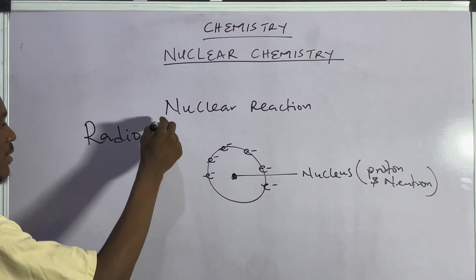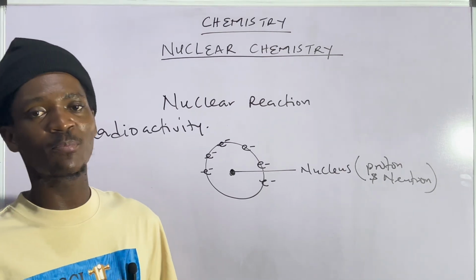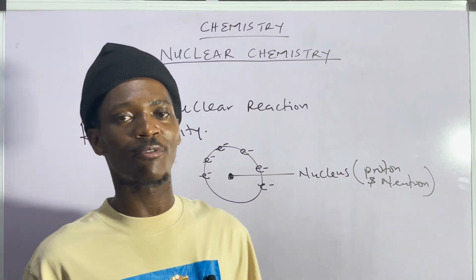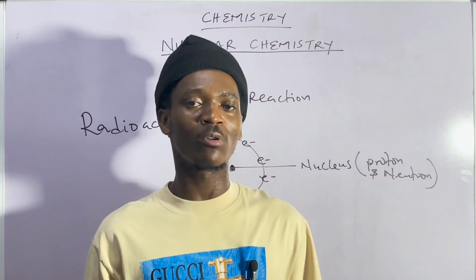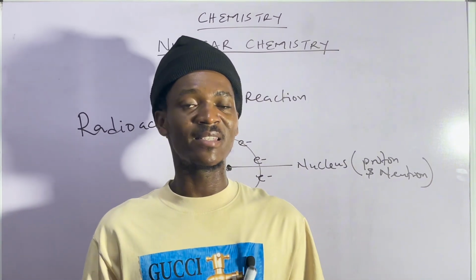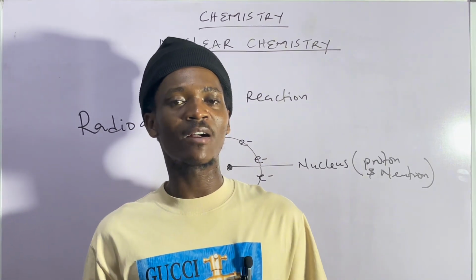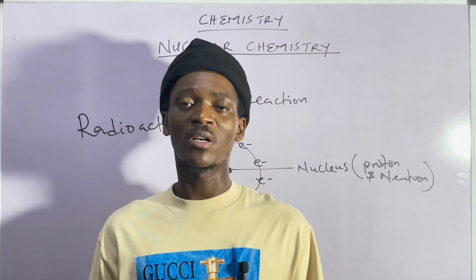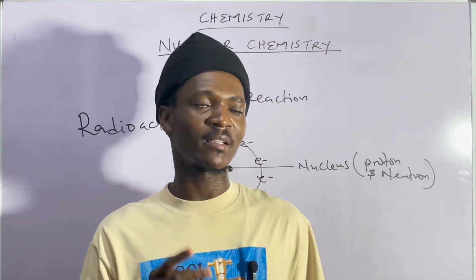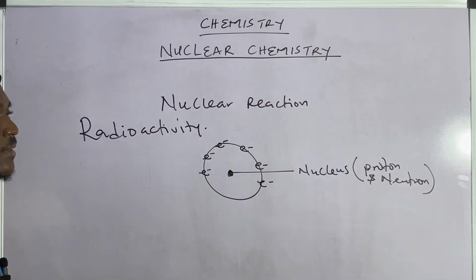Radioactivity. What is radioactivity? Radioactivity simply is the spontaneous emission of radiation by the disintegration of the unstable nucleus of an element. Now, the radiation can come in the form of particles while releasing energy. And there are three kinds of radiations that a radioactive element can emit.